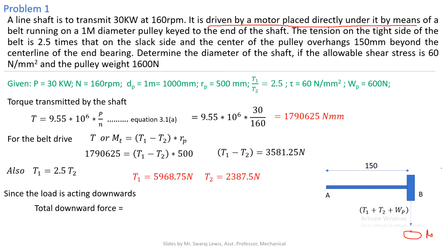First we will find the total downward force. Total downward force can be tension T1, tension T2 and the weight of the pulley. Obviously weight will always be downwards. So substituting it and writing the arrow as downward direction, we get total load as 9956.25 Newton. This is the total downward load. There is no horizontal load because there is only one pulley and our loads are acting downwards.